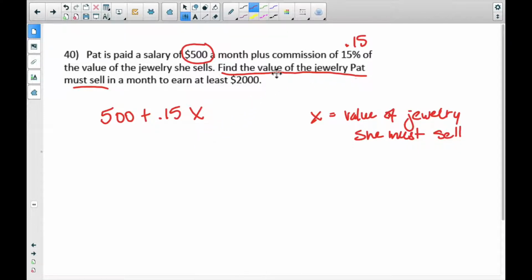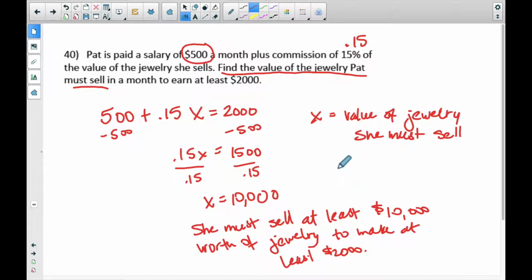Now, find the value of the jewelry that she must sell in order to earn at least $2,000. Right now, I'm going to say equals 2,000. Sometimes that's easier, and later on we can change it to a less than or a greater than. I'm going to subtract 500 from both sides. I get 1,500. I'm going to divide by 0.15, and so when I divide by 0.15, I get 10,000.